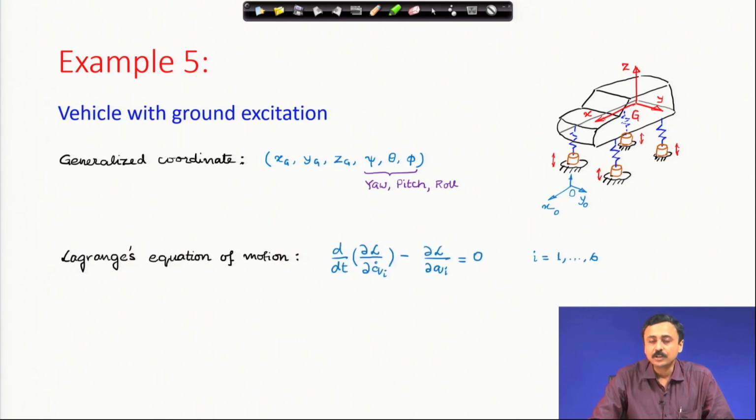Now, Lagrange's equation of motion has this standard structure, as we have seen: d dt of del L del q i dot, minus del L del q i, equals 0, where i goes from 1 to 6. What are these coordinates? They are the generalized coordinates x g, y g, z g, psi, theta and phi. Therefore, we will have 6 equations of motion.